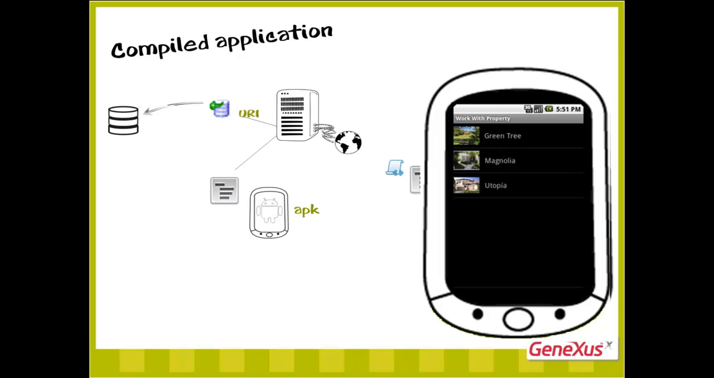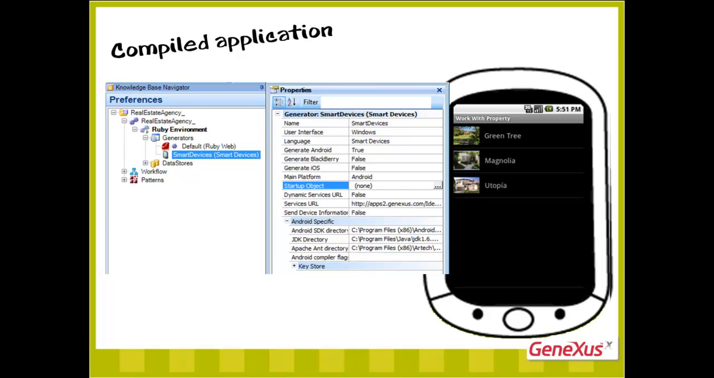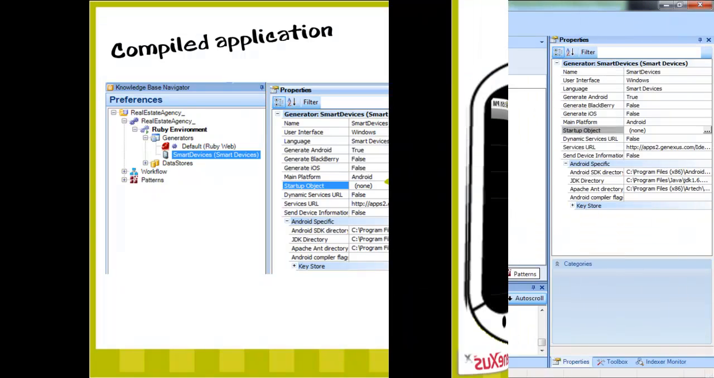Each smart device platform has its own language, and thus, its own extension for the compiled file. Now, how do we obtain the compiled file? By indicating the startup object in the properties of the smart device generator. When we do this, the next F5 will cause GeneXus to understand that the application has to be compiled. For iOS specifically, a Mac connected online with the development PC will be necessary, but we will be considering this in another video.